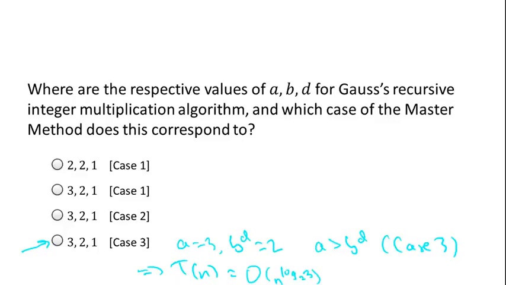Okay? So the master method just tells us the solution to this recurrence. The running time of this algorithm is big O of n to the log base 2 of 3. So what is log base 2 of 3? Well, plug it in your computer or your calculator, and you'll find that it's roughly 1.59. So we get a running time of n to the 1.59, which is certainly better than n squared.